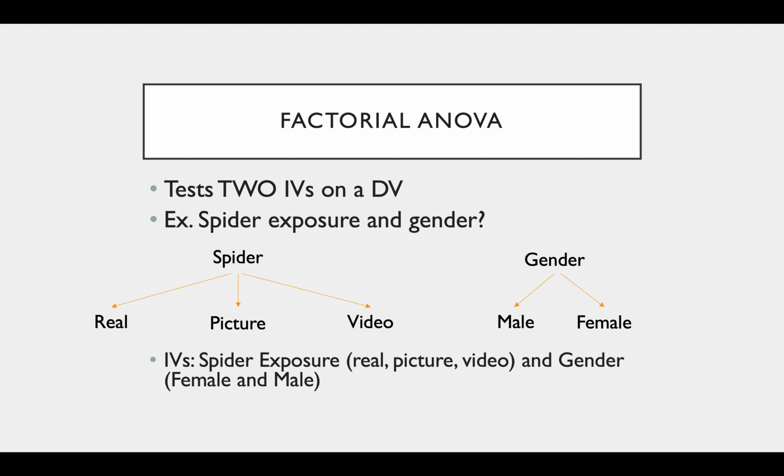So in this case, our independent variables are going to be what kind of spider exposure participants received and the gender of the participants. And I will say that when you're doing factorial ANOVAs, one of your independent variables has to be categorical. The other one can be continuous. For example, it could be spider exposure and some sort of personality trait that we measure on a Likert scale. But just for this example, we're going to make it two categorical ones for simplicity's sake. So we're going to look at spiders and gender and how those things might work independently as well as interact in predicting anxiety.